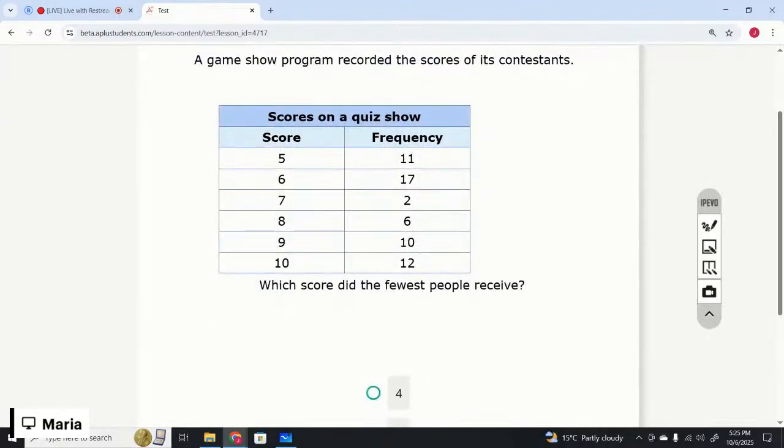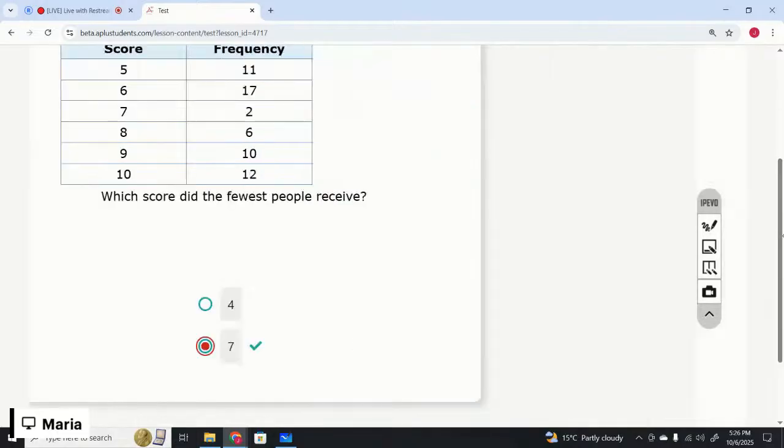A game show program recorded the scores of its contestants. Which score did the fewest people receive? Fewest score is 7. Option number 2 is the correct option.